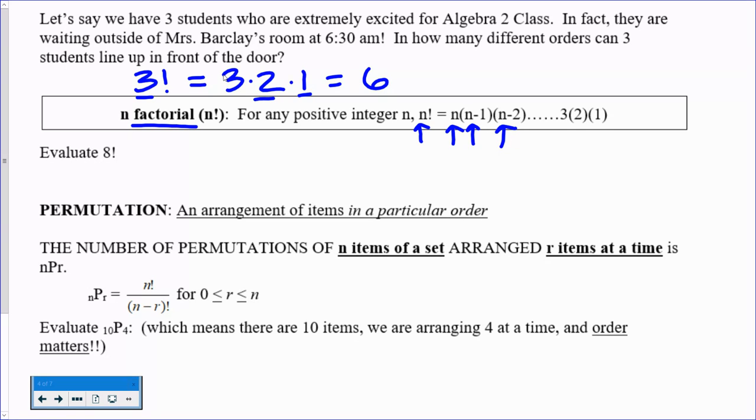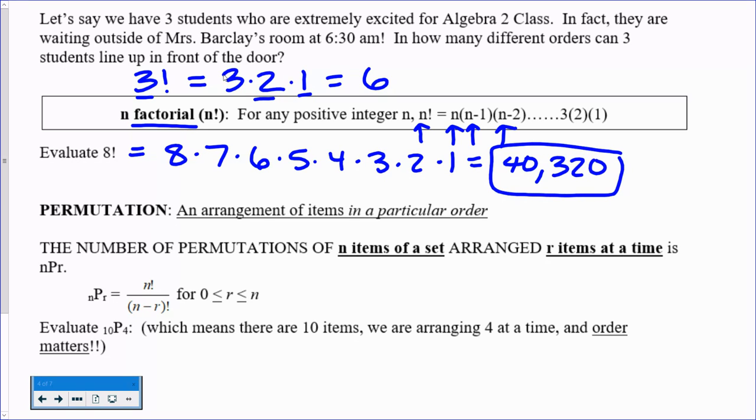So if I had to calculate 8 factorial, I would take 8 times 7 times 6, 5, 4, 3, 2, and 1, which you'll want to calculate for today's lesson. So that would give me 40,320.